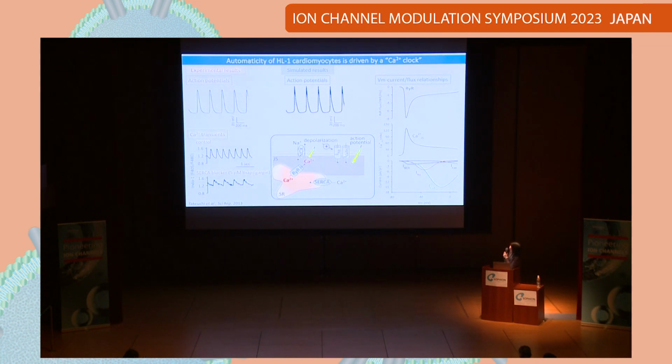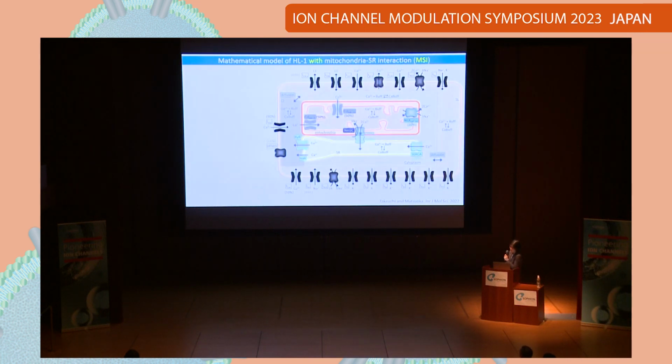Then we tested the contribution of spatial coupling. In the MSI model, we assume extremely strong coupling between NCLX and SERCA, which is named NMSC. Through NMSC, all calcium efflux from mitochondria enters SR. Our super-resolution imaging showed that 70% of NCLX was colocalized with SERCA. So we set the fraction of NMSC to all NCLX to be 70%, and the rest 30% is facing cytoplasm.